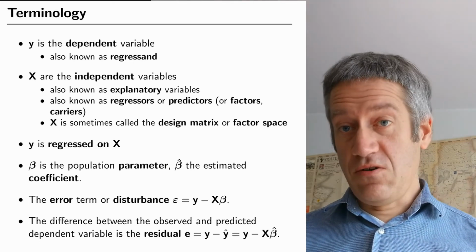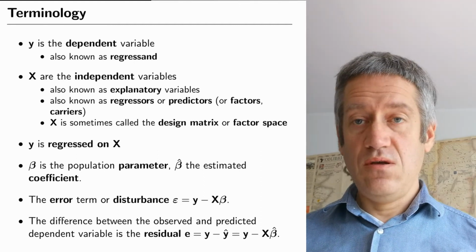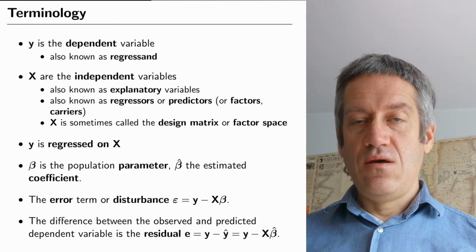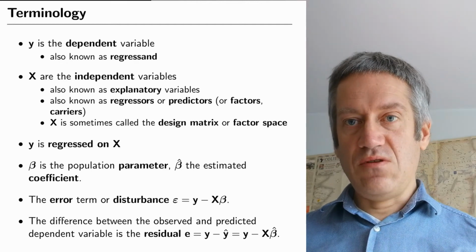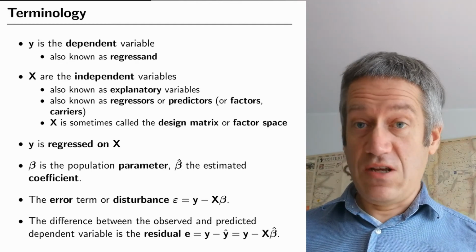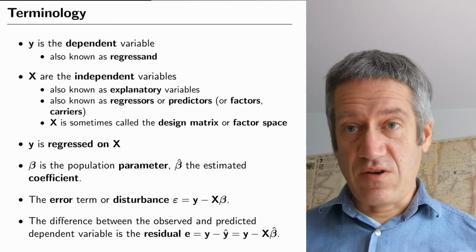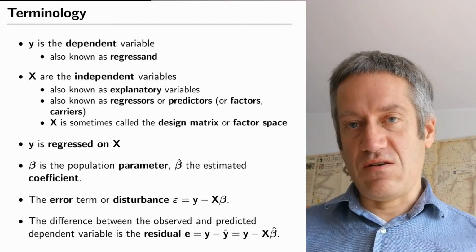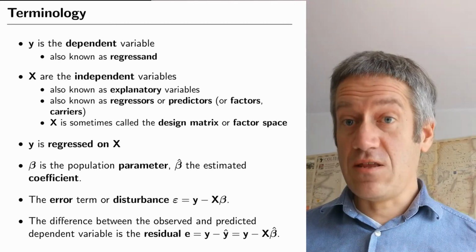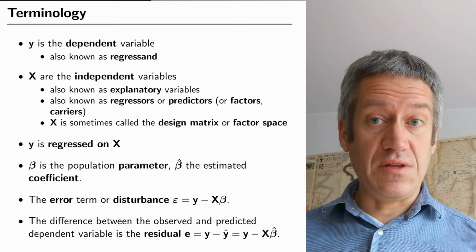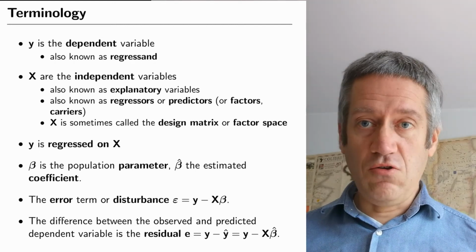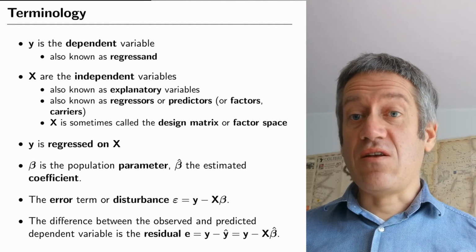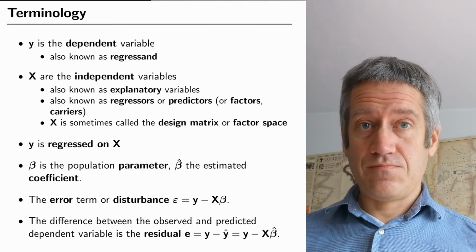Y, we in political science tend to call the dependent variable. It is also called the regressand or sometimes the outcome variable. X is the independent variable, the variable that does the explaining. So it can also be called the explanatory variable or the regressor or the predictor or sometimes even factors or carriers, but these are less common. But predictor, regressor, explanatory variable and independent variable, they are all very commonly used. They all refer to these X variables. We can say that Y is regressed on X.